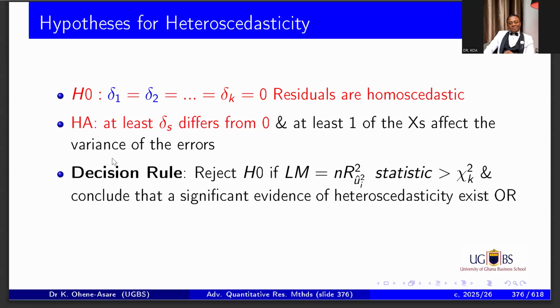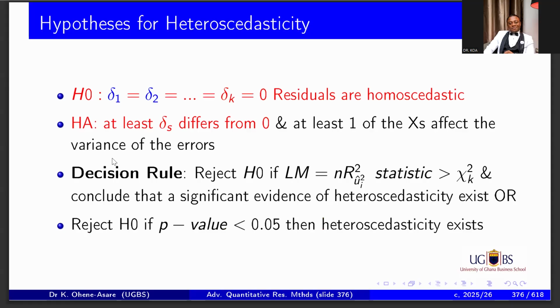How do you make your decision? First, you find the test statistic. And if the test statistic, which is the LM test, is greater than the chi-square distributed critical value, you reject the null hypothesis of homoscedasticity and conclude that significant evidence of heteroscedasticity exists in the model. Remember, if the test statistic exceeds the critical value, that is the same as saying that if the p-value is less than alpha, again, there is heteroscedasticity. So you simply want a lower p-value.